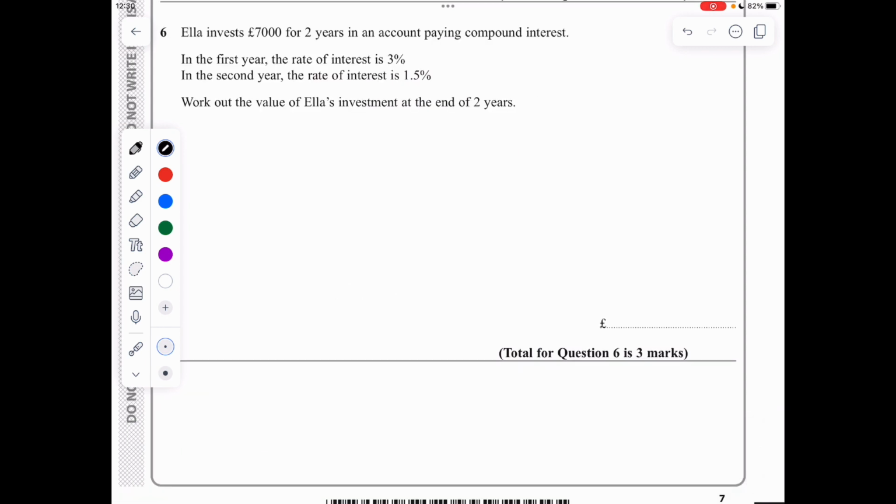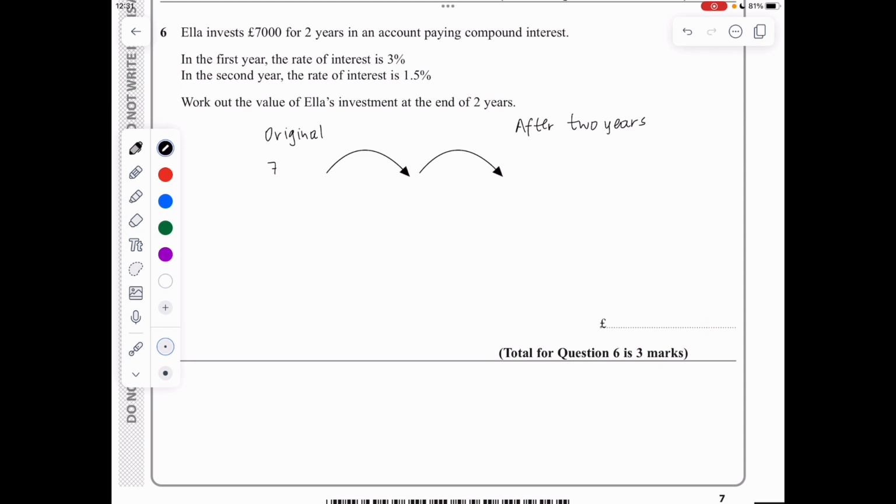In question 6, we are told that Ella invests £7,000 for 2 years. She gets an interest of 3% in the first year and 1.5% in the second year, and we need to work out the value of the investment at the end of the 2 years. Well, I like to approach these questions by drawing a diagram here. We've got the original and we've got two consecutive changes, and we end up after 2 years. That's what we're trying to find.